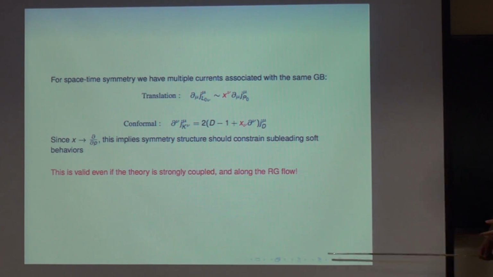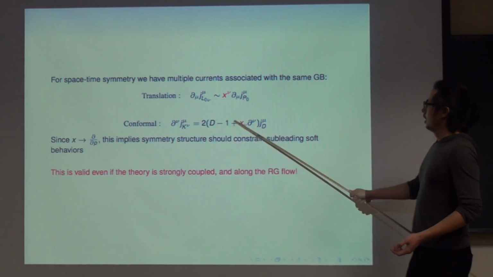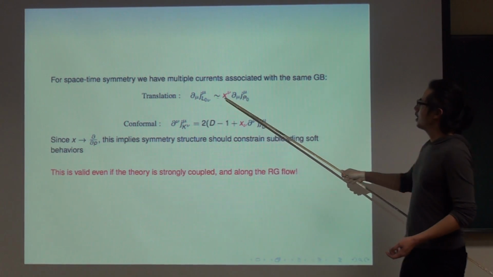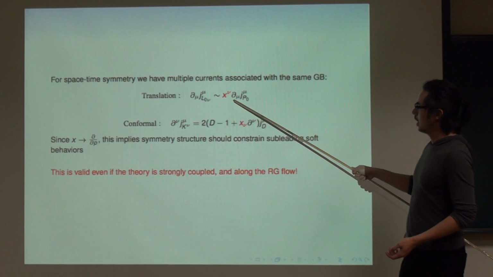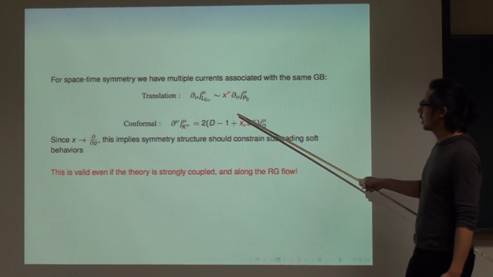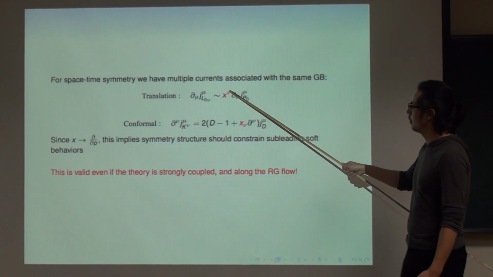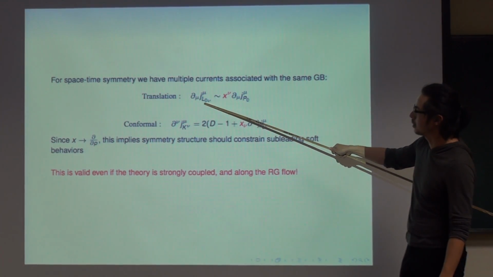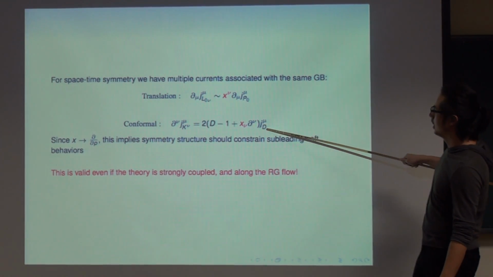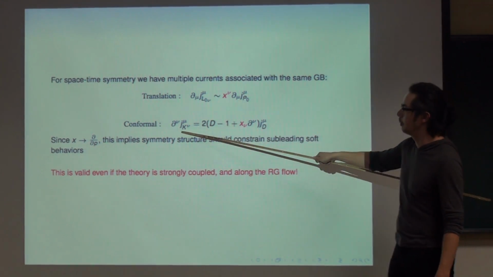And as I mentioned before, the reason is very simple. The currents associated with the broken generators are related to each other by a derivative. And if you actually write down the form of the current, there's always this multiplicative x factor here. So this is the current for Lorentz rotation and the current for translation. This is the current for dilatation and for conformal boost.